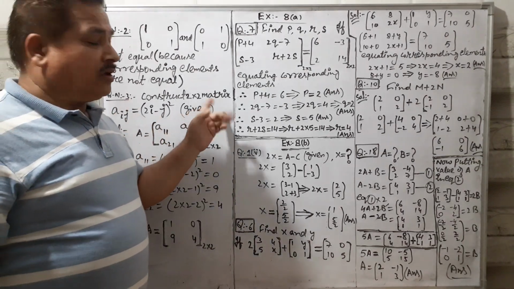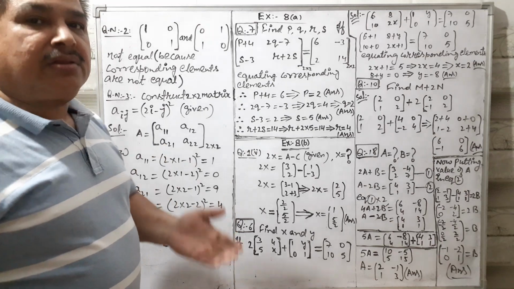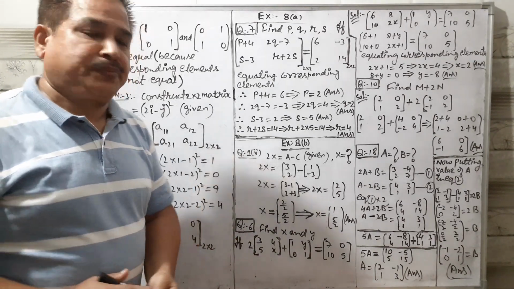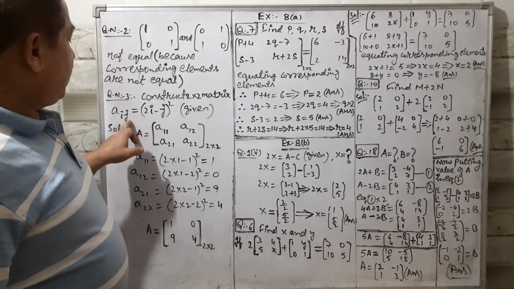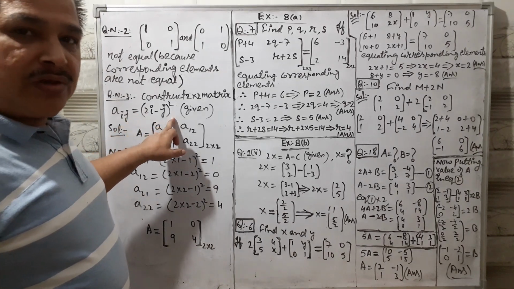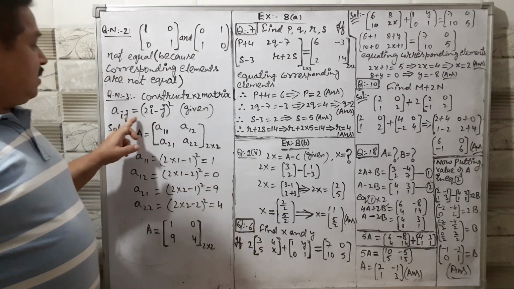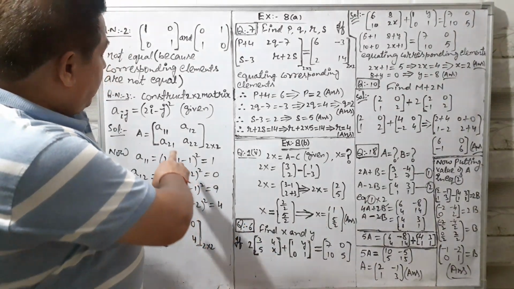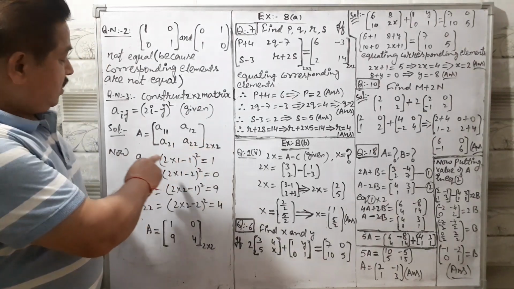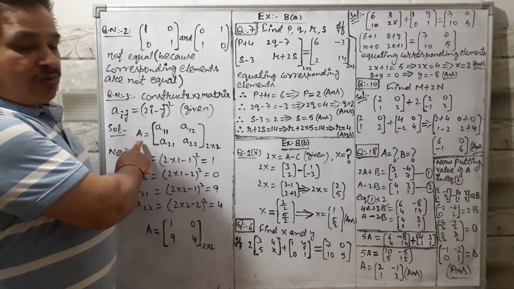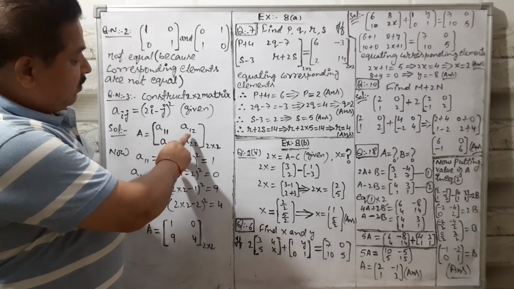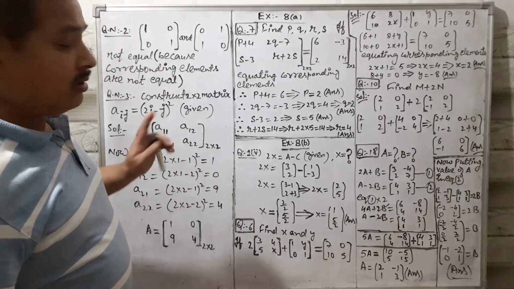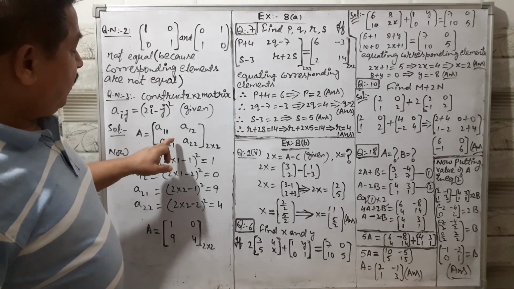In question number 3, find the matrices of 2 by 2. 2 by 2 means 2 rows, 2 columns. The formula is given here for this question. So first of all, we will consider 2 by 2 matrices. Let A equal to A11, A12, A21, A22. You have to consider like this. Now find the value of A11.